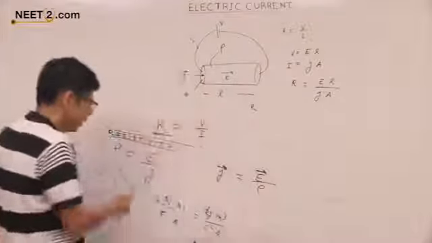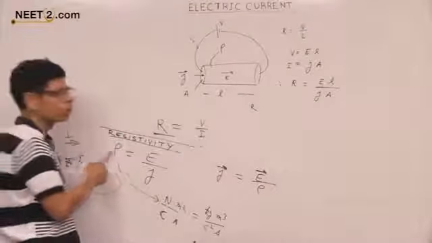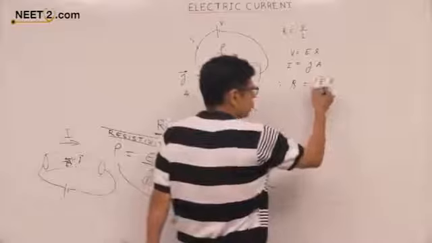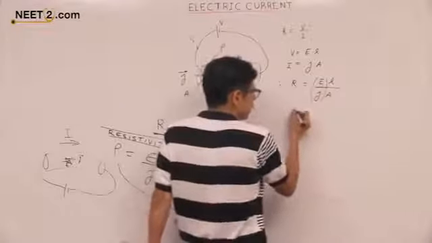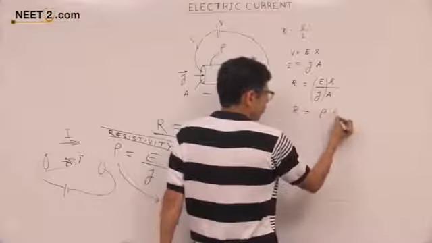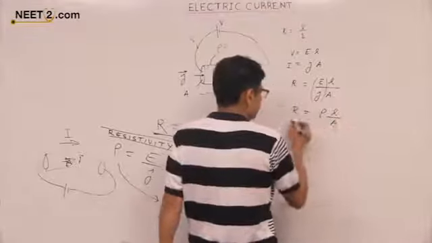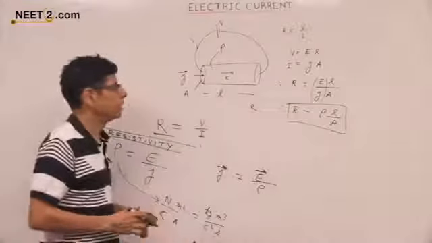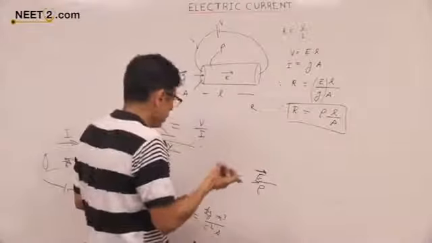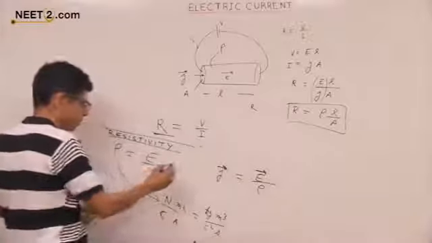But E by J is the same thing as rho. So I replace this combination E by J with rho. So I get R is equal to rho L by A. Okay, a formula which is familiar to more students than this formula.